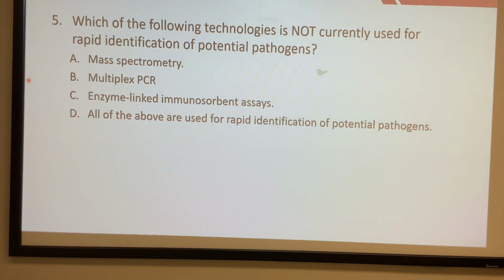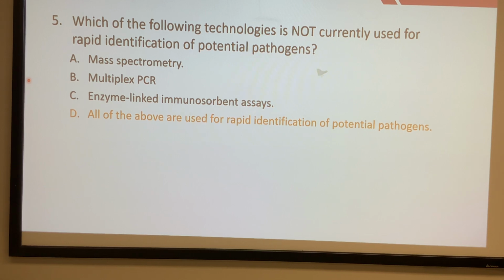Okay, the last one. Which of the following technologies is not currently used for rapid detection? Some kind of tricky question, huh? Not currently used. Okay. It depends on how rapid they are, right? They are all kind of rapid. That's why you choose D. All of the above are used for rapid detection.